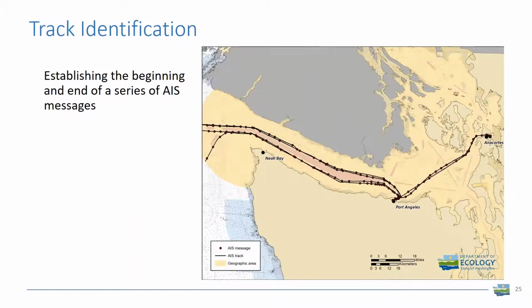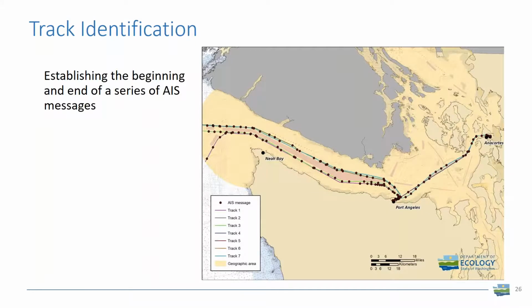Here you can see linked AIS messages from one vessel over a period of time. After the application of our track creation algorithm, you can see that our algorithm found 7 different segments in the messages from this one vessel over this period. They're represented here in different colors.